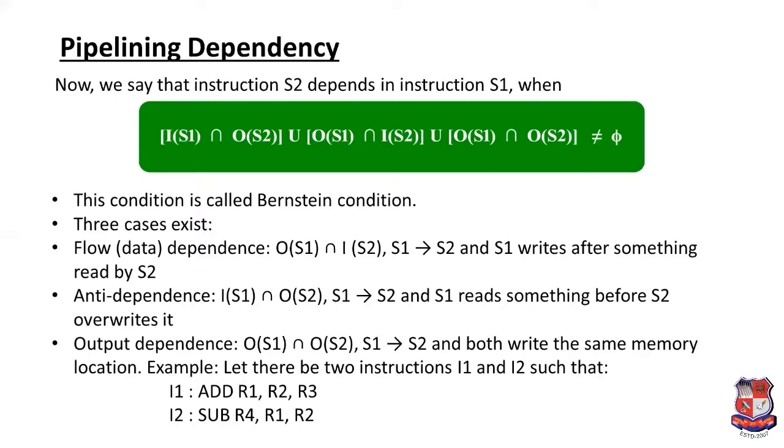This condition is called the Bernstein condition. 3 cases exist. Flow dependency, that means S2 writes after something is read by S1. Anti-dependency, that means S2 and S1 read something before S2 overwrites it. Output dependency, that means S2 and S1 both write the same memory location.